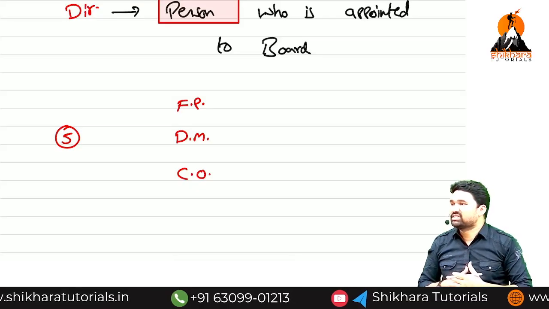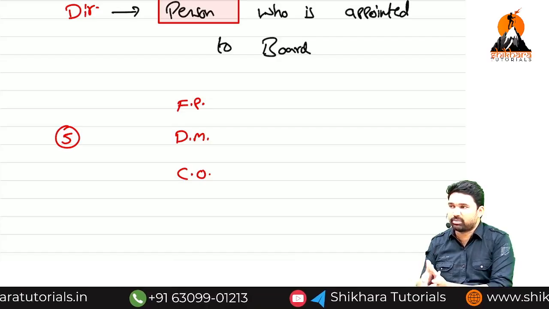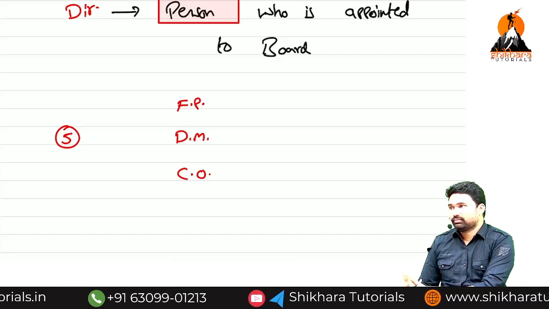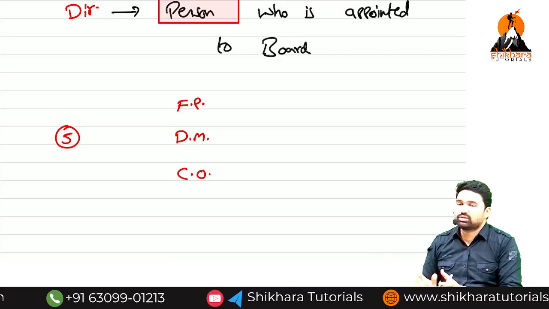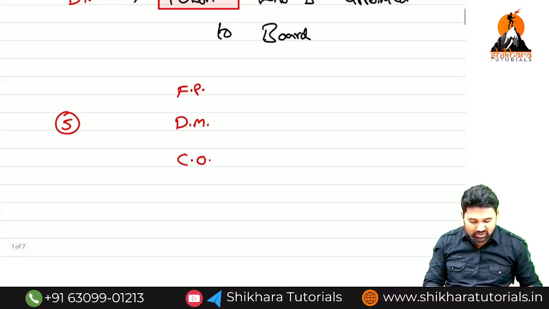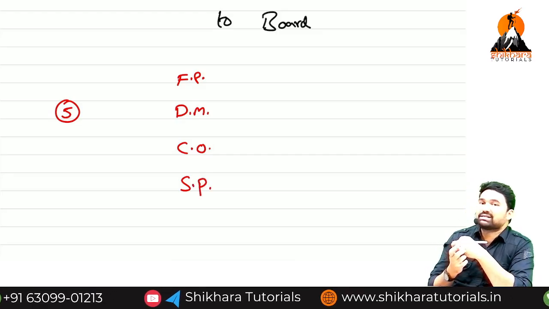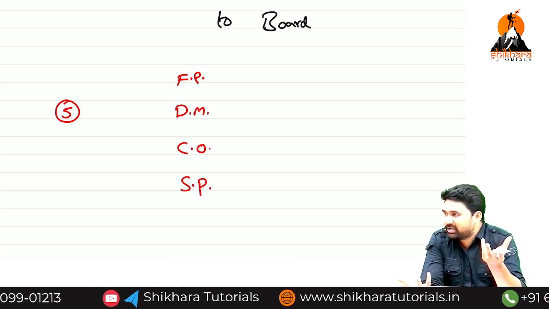Compliance officer. That means he has to make sure the company is following the proper set of rules and regulations and the law of the land. If it is not complying, it is the responsibility of the directors to follow these rules and regulations. And the fourth one is strategic planner. So directors are responsible to take the strategic decisions relating to the company.